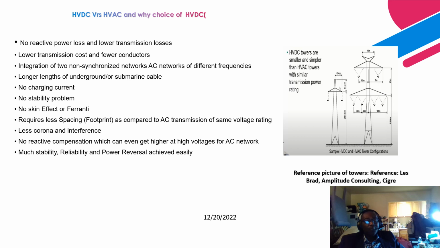Basically, HVDC provides more stability, more reliability, and the ability to achieve a power reversal. You can achieve a power reversal in line commutated converters or current source converters by swapping the polarity of the cables. You can also achieve power reversal easily in voltage source converters through controls, by changing the polarity of the current.